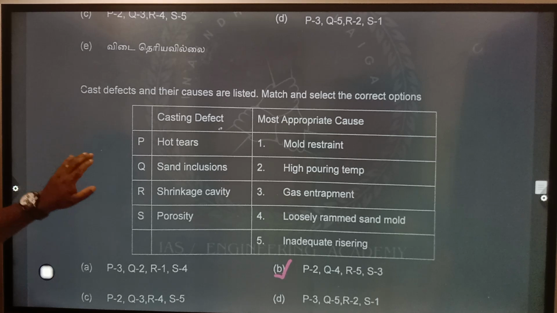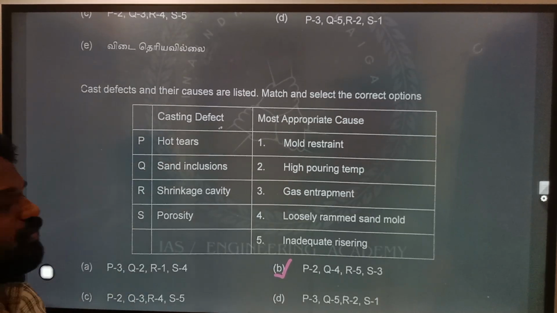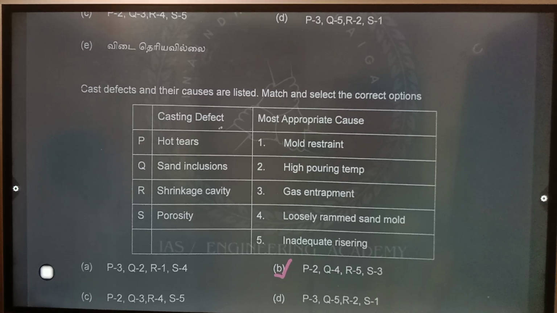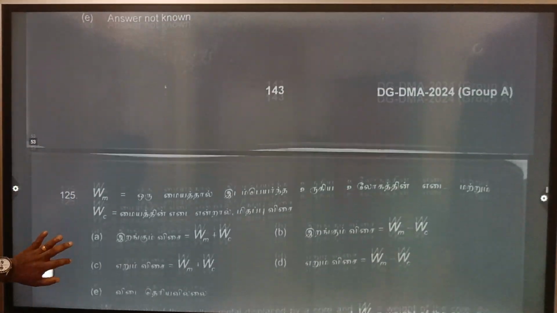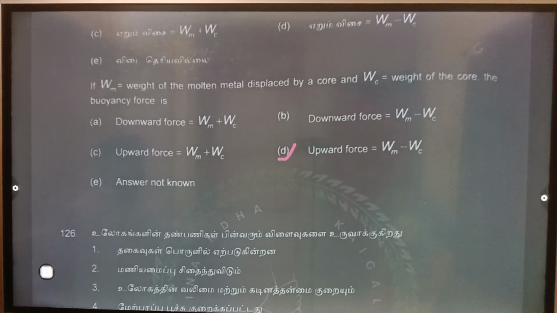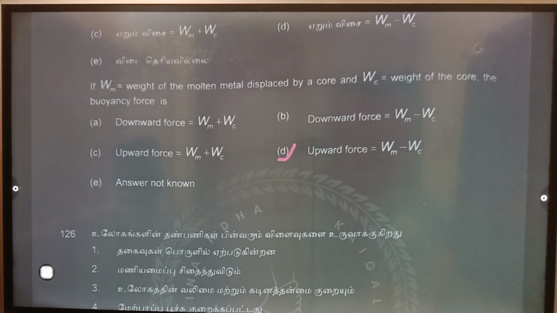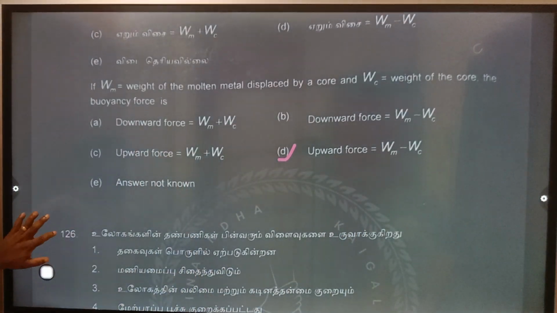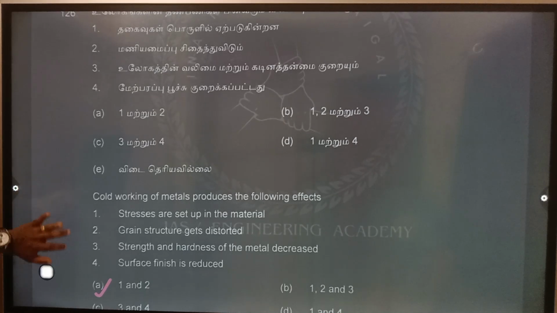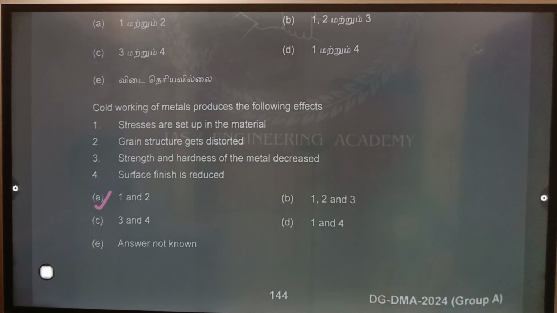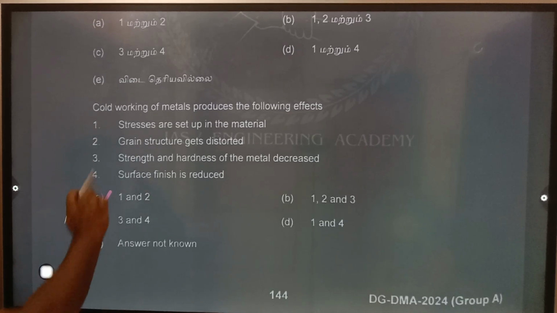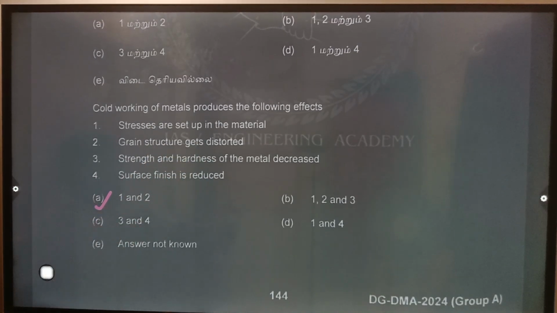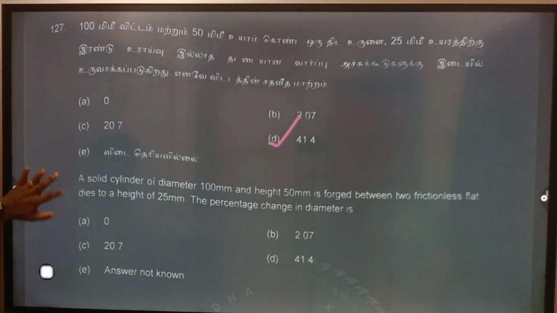124. Matching the casting defects. Answer is B: P2, Q4, R5 and S3. 125. Buoyancy force, upward force is Wm minus Wc. Then 126. Cold working of metals produces the following effects. 1 and 2: stresses develop, and the grain structure gets distorted. A is the answer.